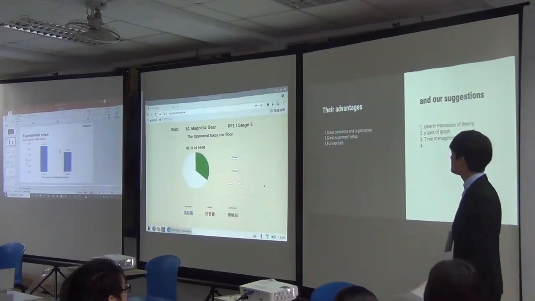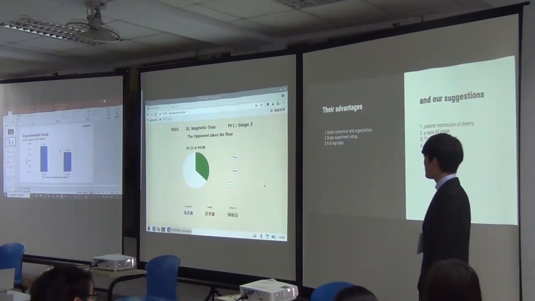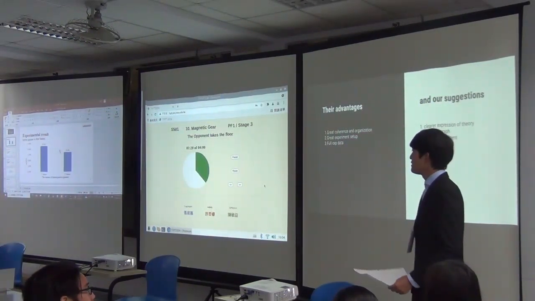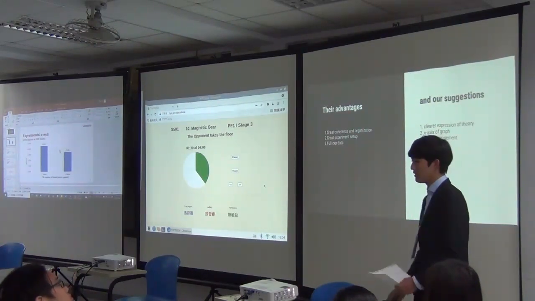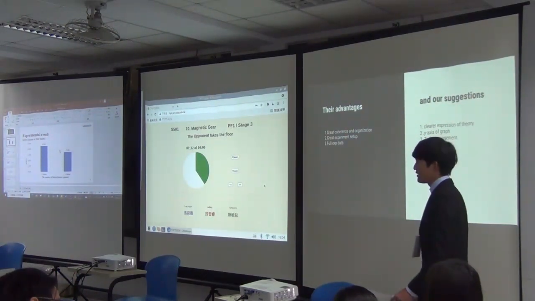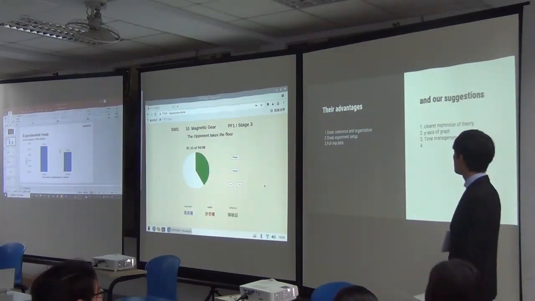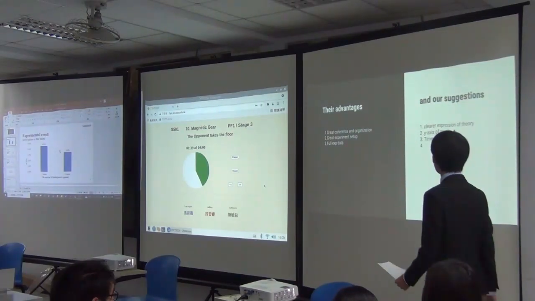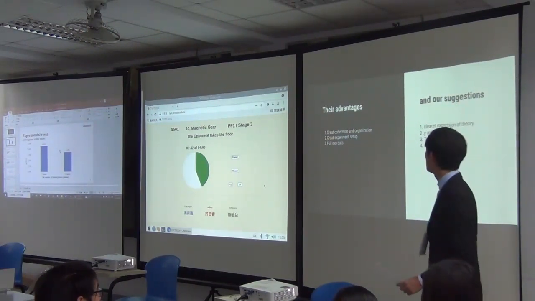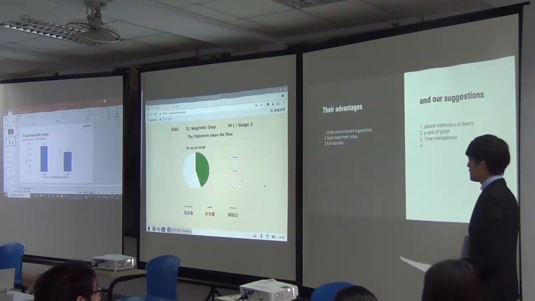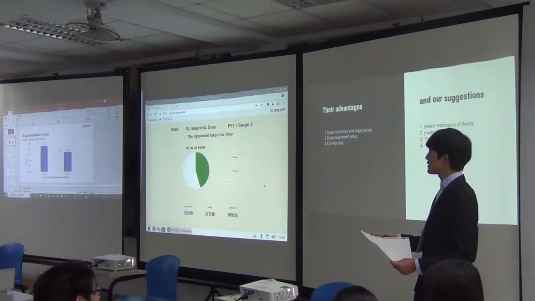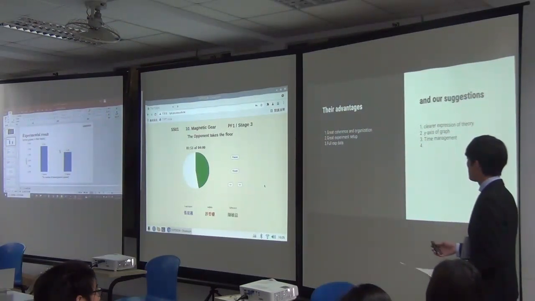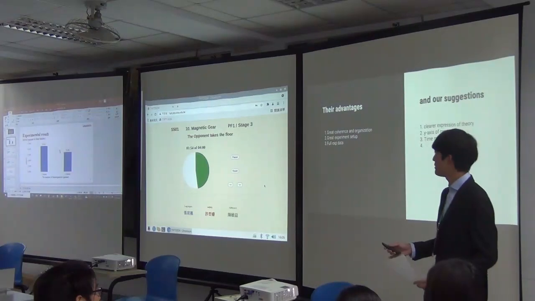These are the advantages. They have great coherence and organization in their theory and experiment. Their experiment setup is clear and simple, and they have a lot of experiment data. Our suggestion is that they give a clearer expression of how they get the equations in the theory. We are still not very clear about the y-axis of the graph. What does it mean? What rate is it? Also, at first they wasted a little bit of time, but I think that's okay.